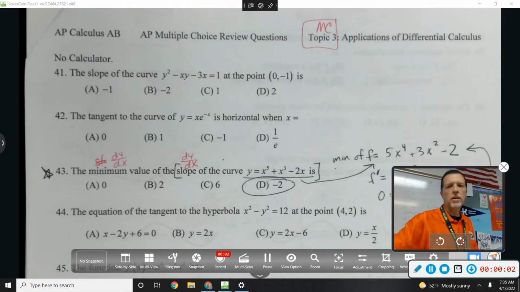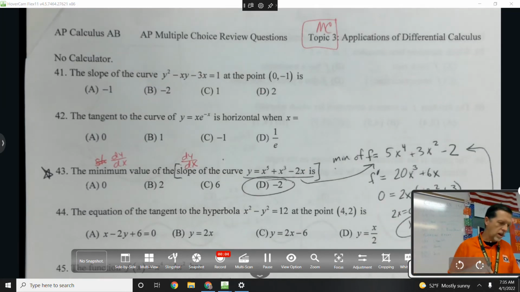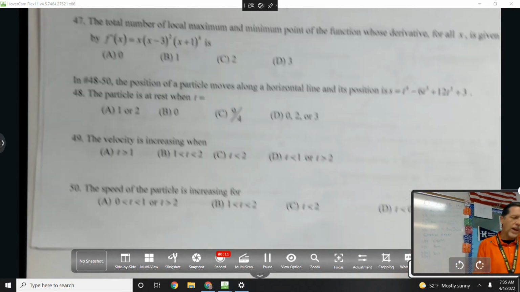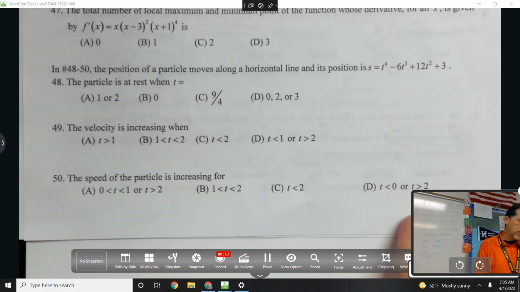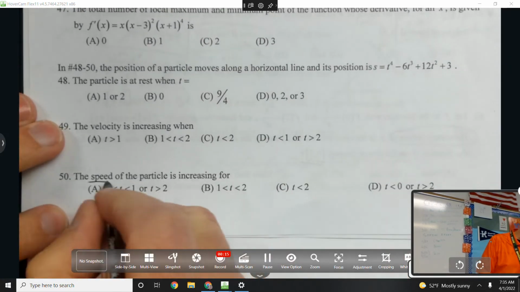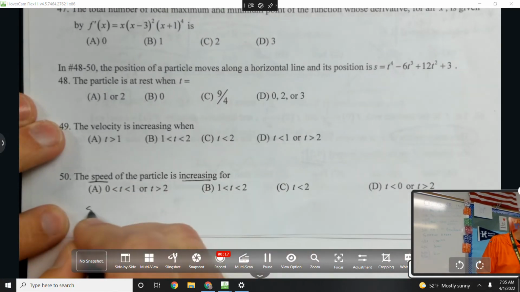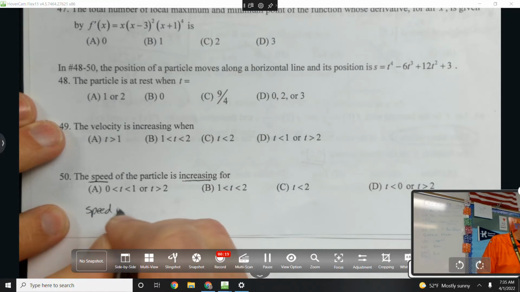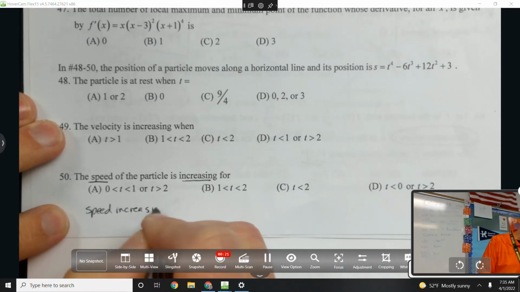From multiple choice topic 3, number 50. Oh yes, I am glad you asked. Speed of the particle. Speed is increasing. Let's see. So speed is increasing.